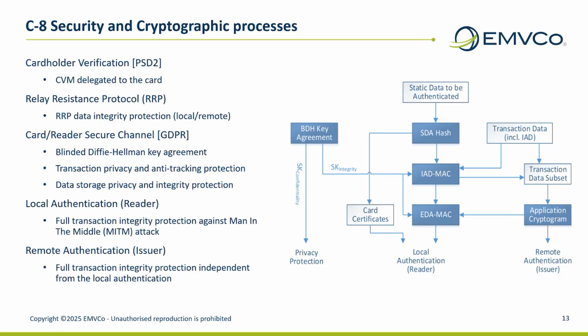The first thing to mention is that the white boxes represent data or information, whereas the blue boxes represent functions. Then we see that the left blue box is the blinded Diffie-Hellman key agreement for establishing the encryption session key used for privacy and the MACing session key used for integrity and authentication. Next, I draw your attention to the top white boxes.